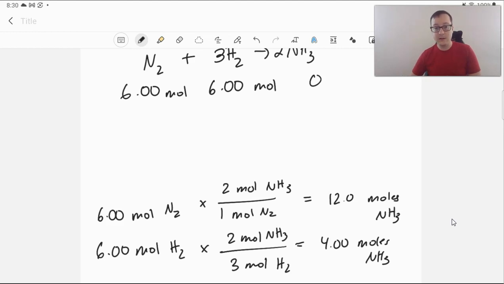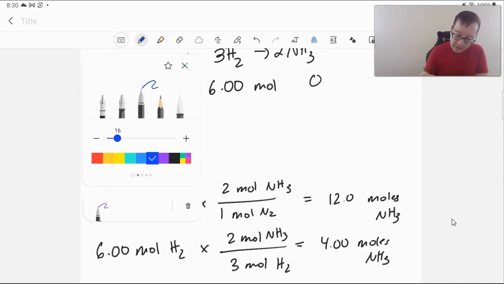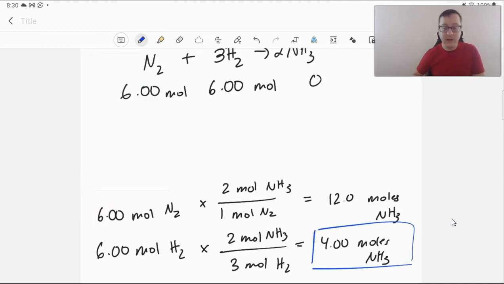Well, if we're limited by one of these reactants, we will run out of it. And in this case, that's going to be hydrogen. We're always going to choose the lowest amount of product possible. The reason for this is because that reactant will run out first. It will dictate the maximum amount we can make.